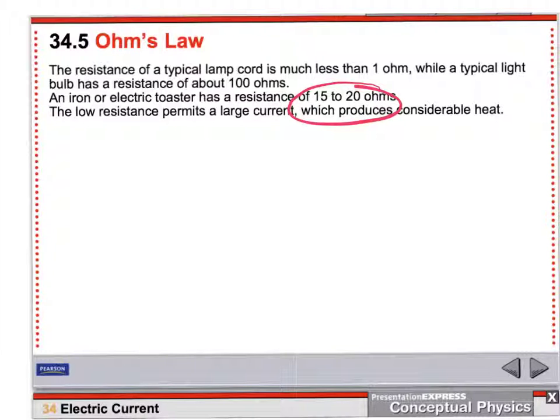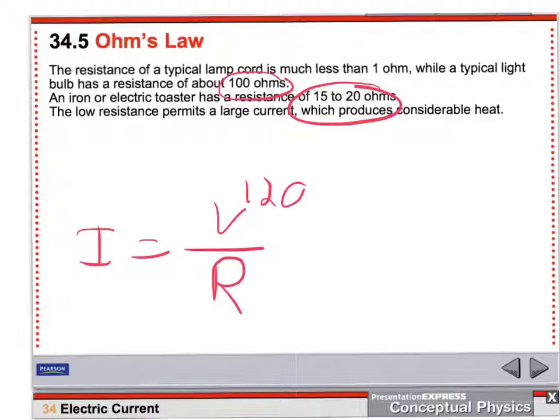So something like the iron and the toaster, which has a resistance of 15 to 20 ohms, is going to have a much higher current flow for the same voltage than something that is 100 ohms, because you've got your current equals volts over resistance. You have 120 volts coming out of your wall. If the resistance is greater, the current's going to be lower. If the resistance is lower, the current's going to be greater.